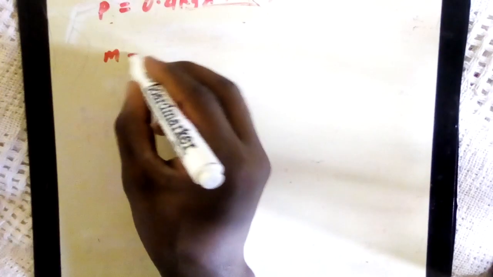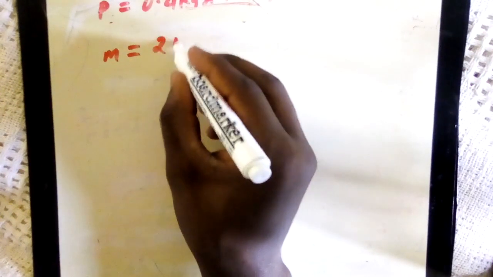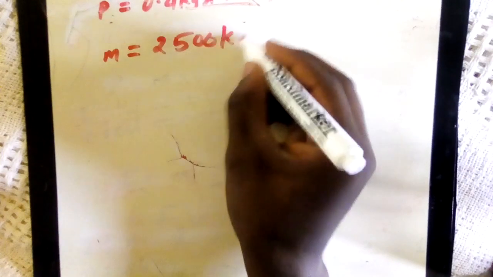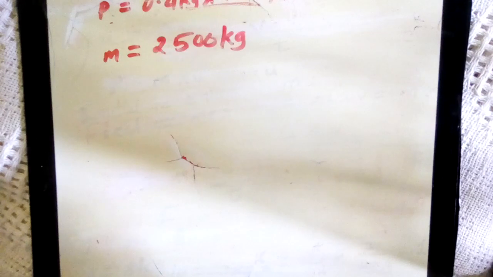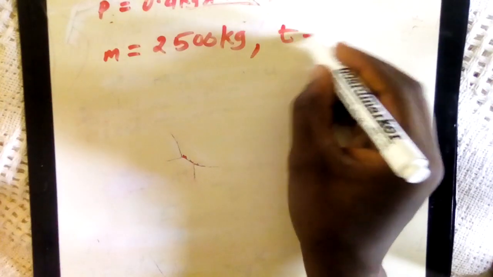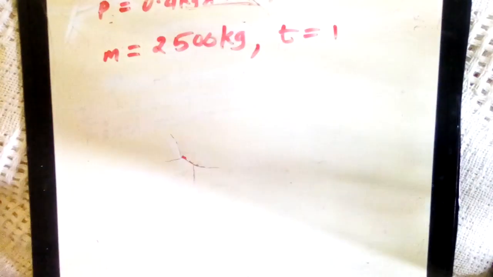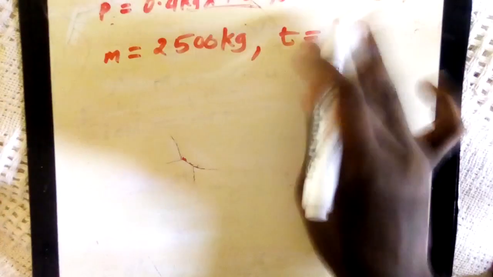So now let's assume that a certain body of mass, let's say the car of mass 2500 kilograms, is being acted upon by an external force and caused to come to a complete stop in 10 seconds. Well, let's say 30 seconds.